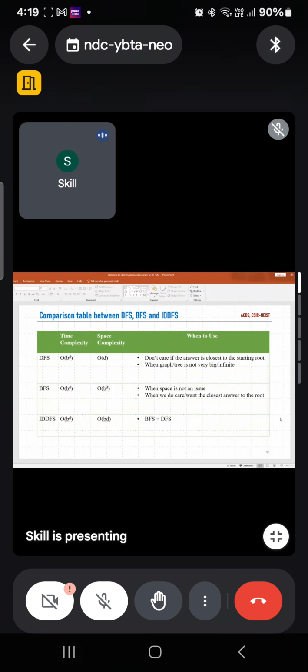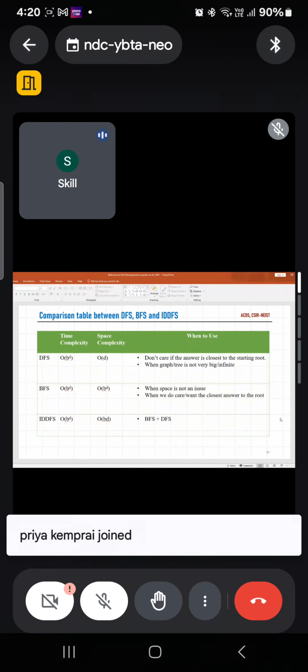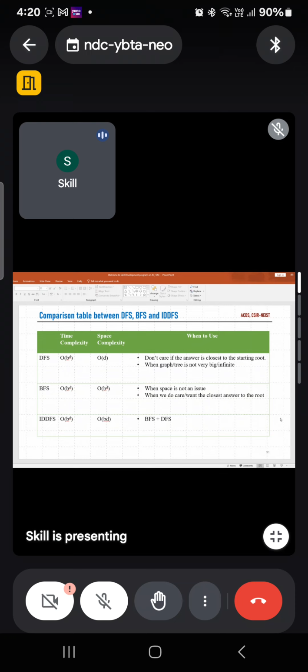For iterative depth first search, the time complexity is order b to the power d. So it's similar to BFS as the majority of the nodes are at the deepest level d. The number of nodes in a tree is b to the power 0 plus b to the power 1 plus b to the power 2 up to b to the power d. But in the earlier iterations we explore upper levels. So the final iteration will be order of b to the power d.